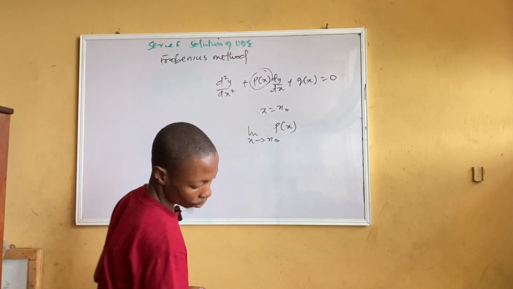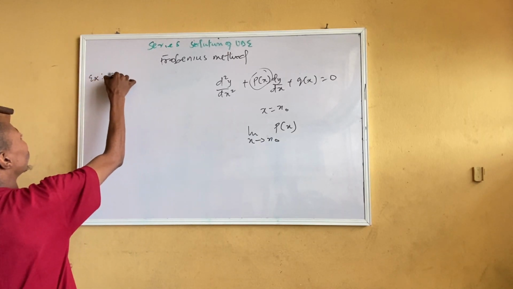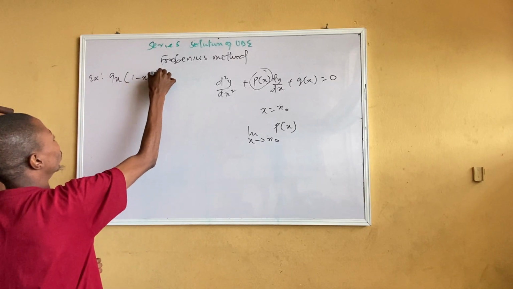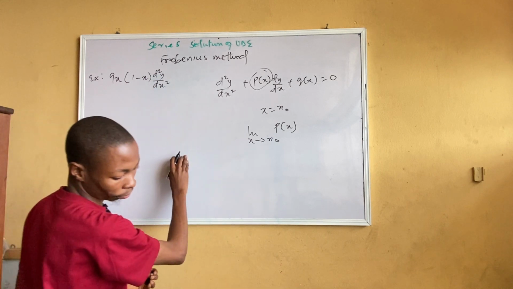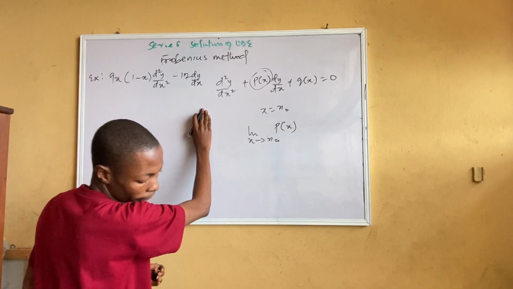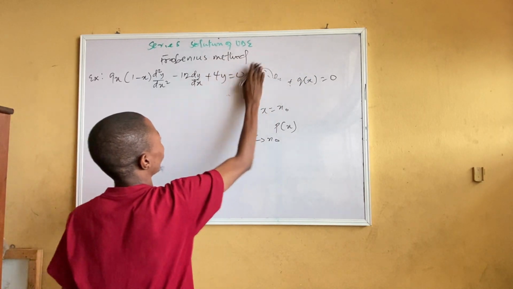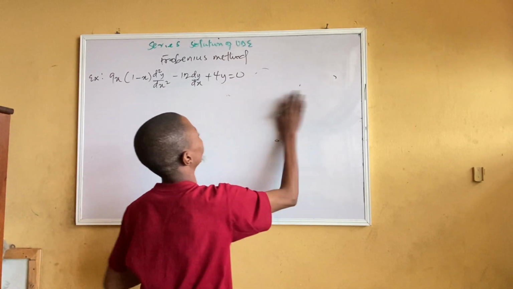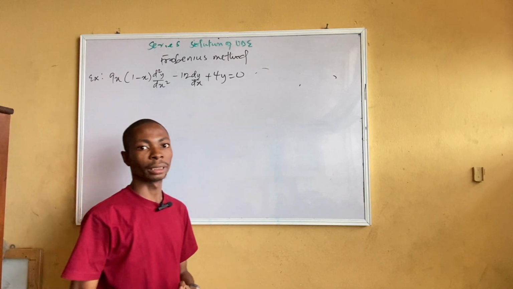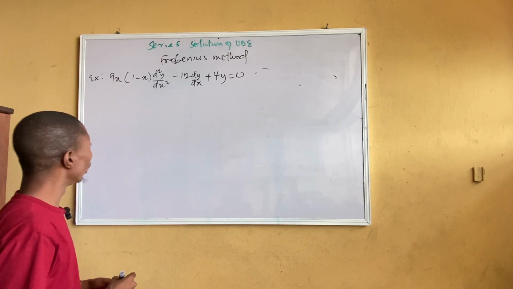So let's look at some examples. Let's solve by power series 9x(1 minus x) d squared y dx squared minus 12 dy dx plus 4y equals 0. We want to use the Frobenius method to solve this differential equation. The first thing we are going to do is to expand where necessary.